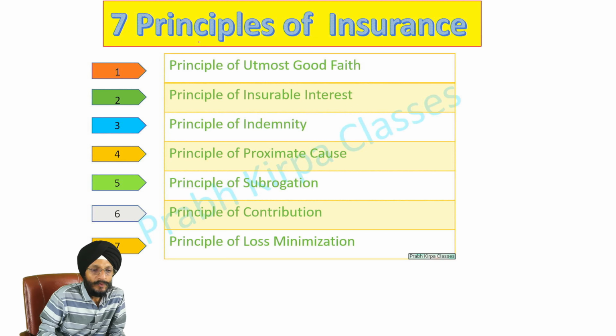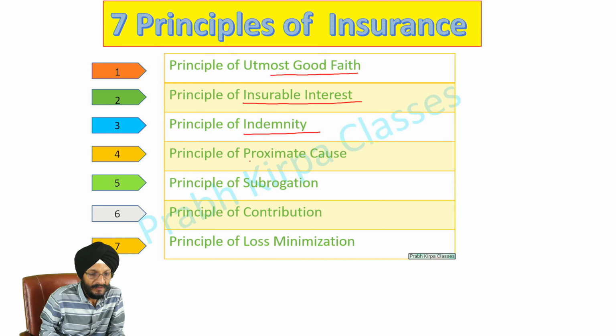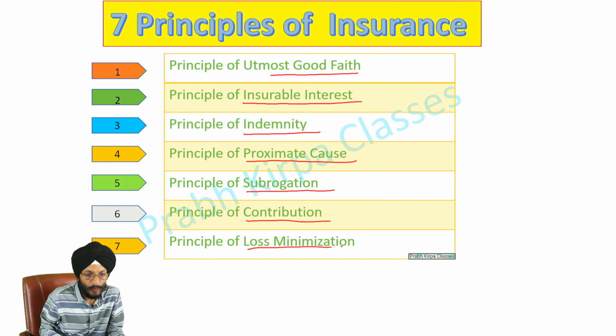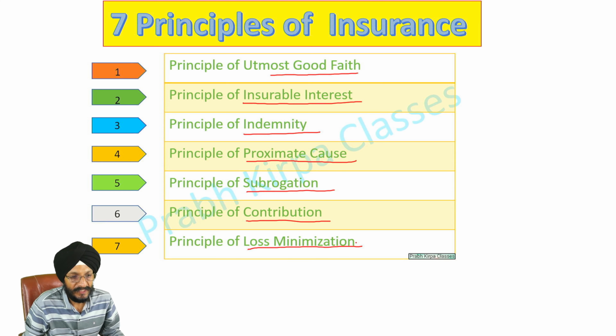Now we are to touch an important topic on insurance, that is seven principles of insurance. First is principle of utmost good faith. Second is principle of insurable interest. Third is principle of indemnity. Fourth is principle of proximate cause. Fifth is principle of subrogation. Sixth is principle of contribution. And seventh is principle of loss minimization. We will discuss each of these principles one by one in detail.